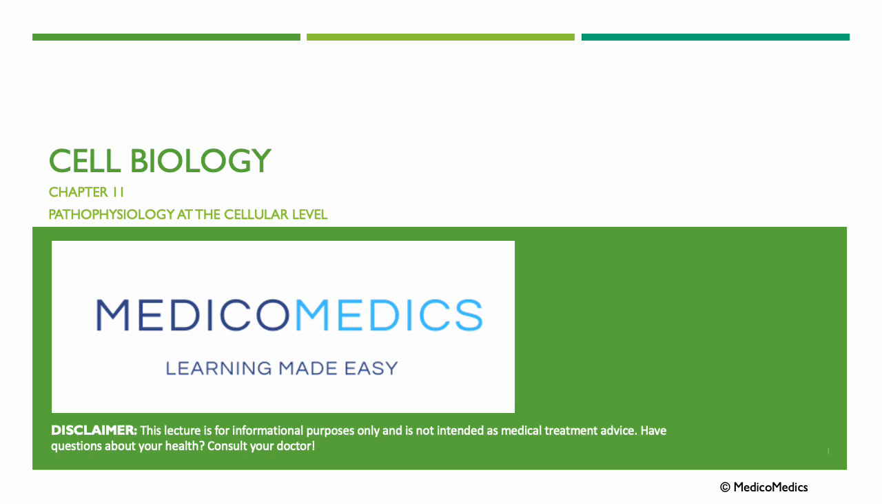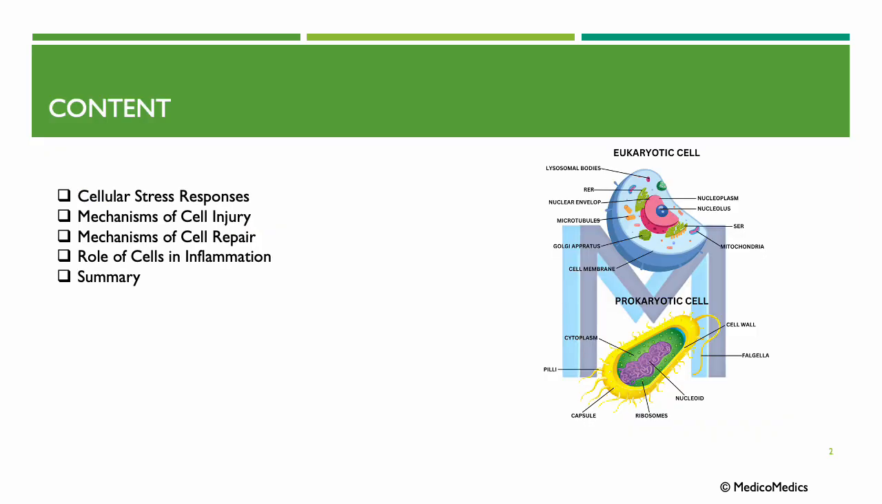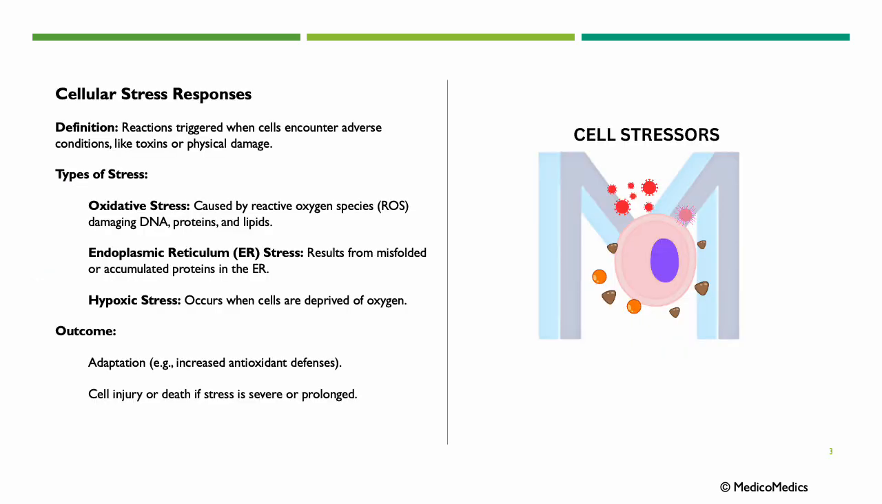Cell Biology, Chapter 11, Pathophysiology at the Cellular Level. We will here briefly discuss cellular stress responses, mechanisms of cell injury and mechanisms of cell repair, briefly talk about the role of cells in inflammation, and end with a summary.